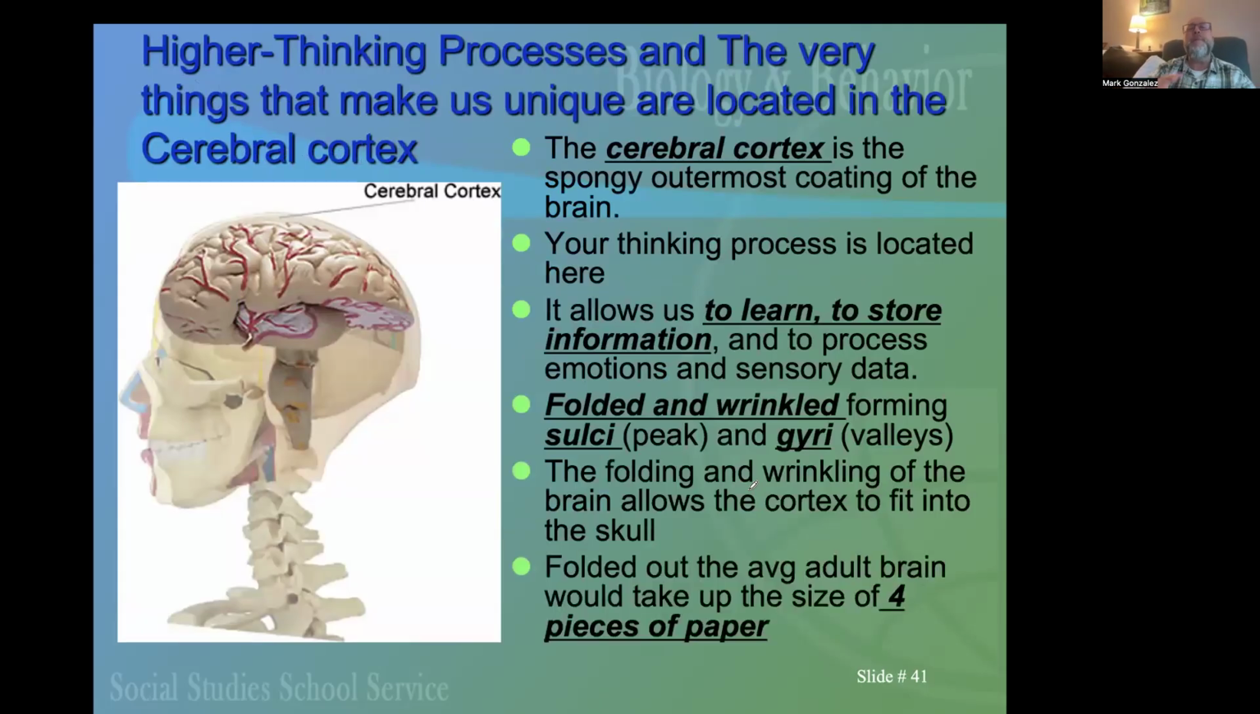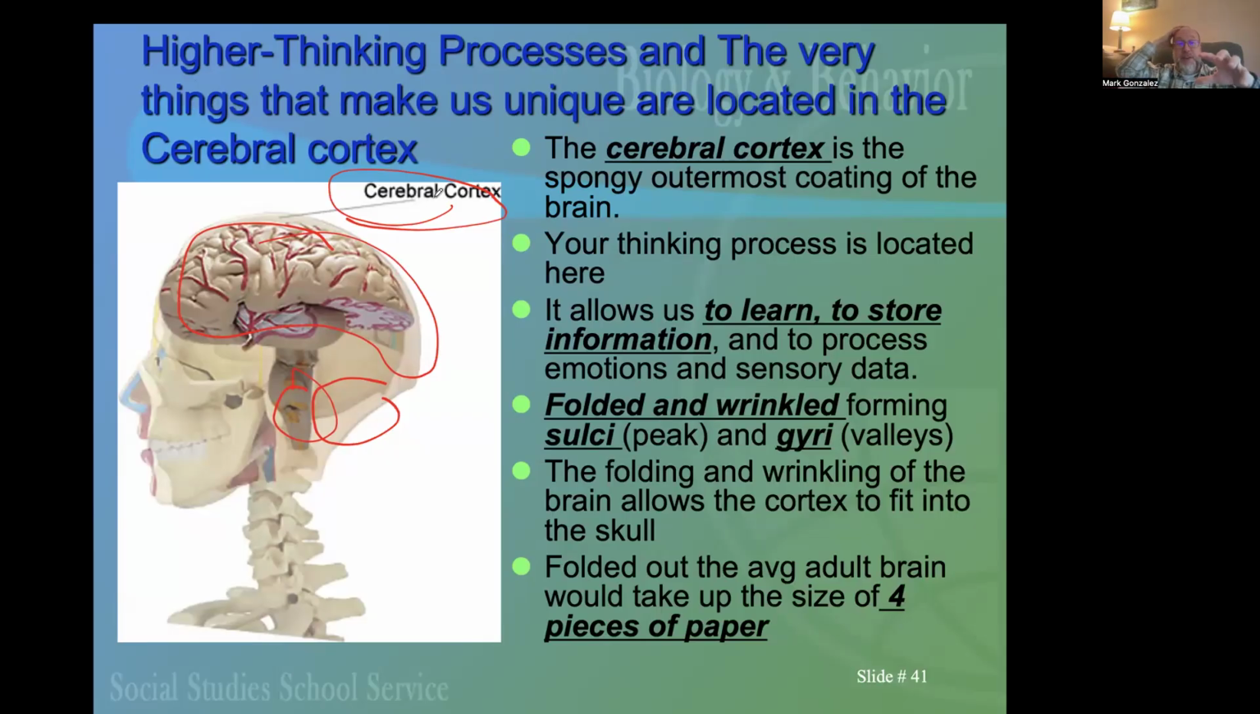All right. So what about our higher critical thinking processes, right? We were just talking about some of the things down here and over here, right? The cerebellum and so on. What about in this major part of the brain, what we would call the cerebral cortex? Again, that spongy outermost coating of the brain. That's where your thinking processes are located. That's where you're learning, you're storing information, and processing emotions and sensory data.